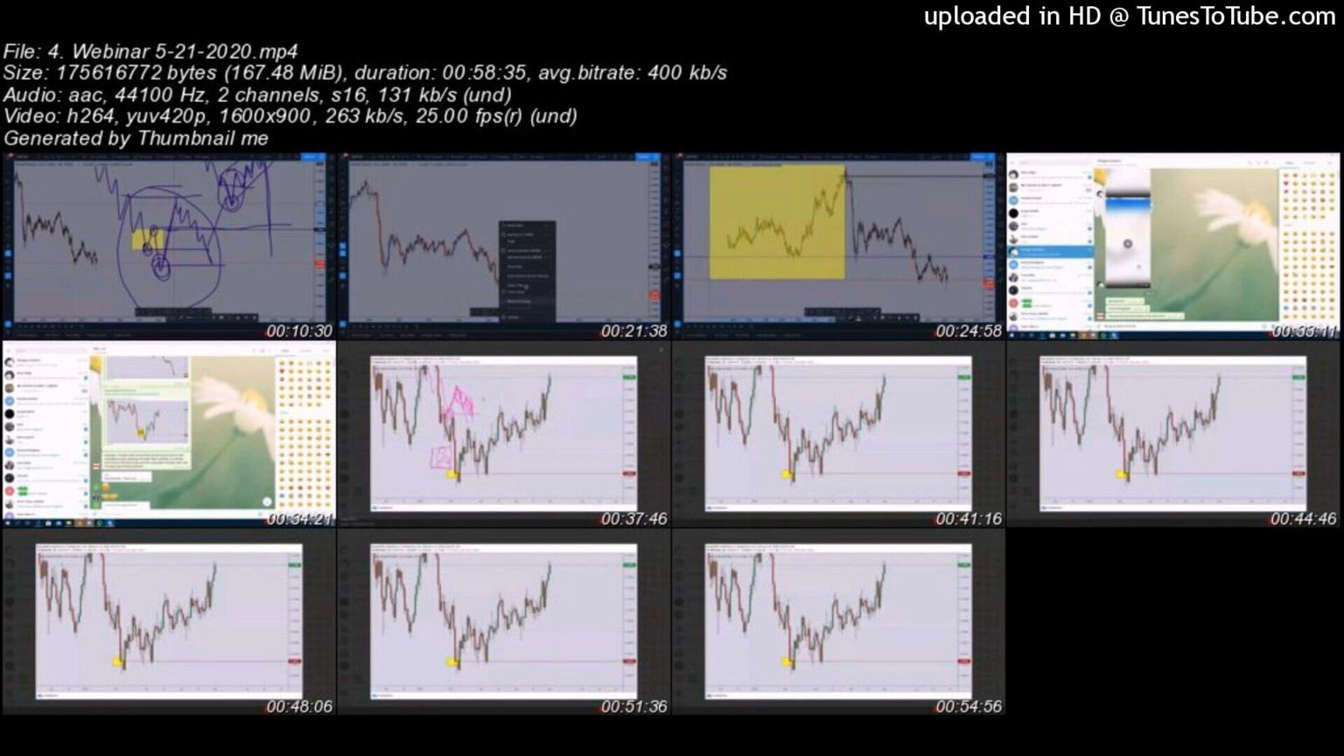Am I making sense? Yes. Yeah. So I'm going to repeat that one more time. This is very important. This is the basis of over 90% of the trades that I take.